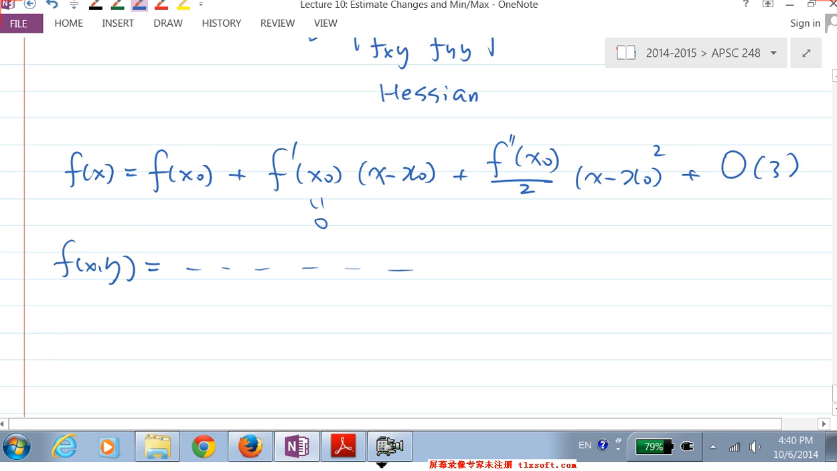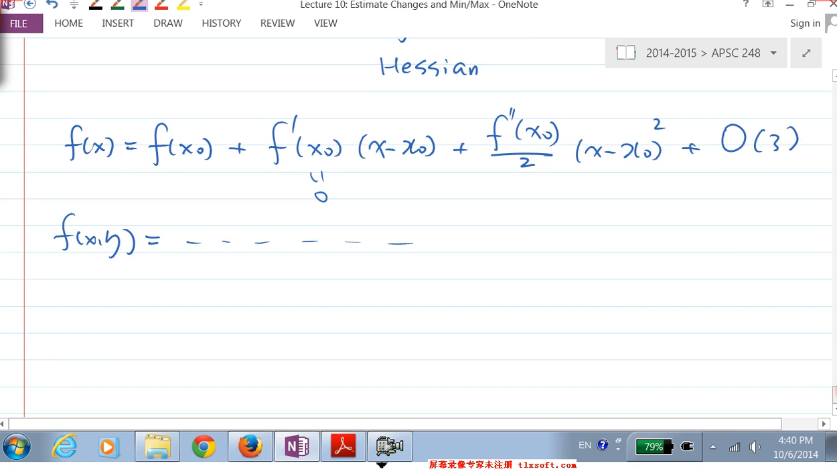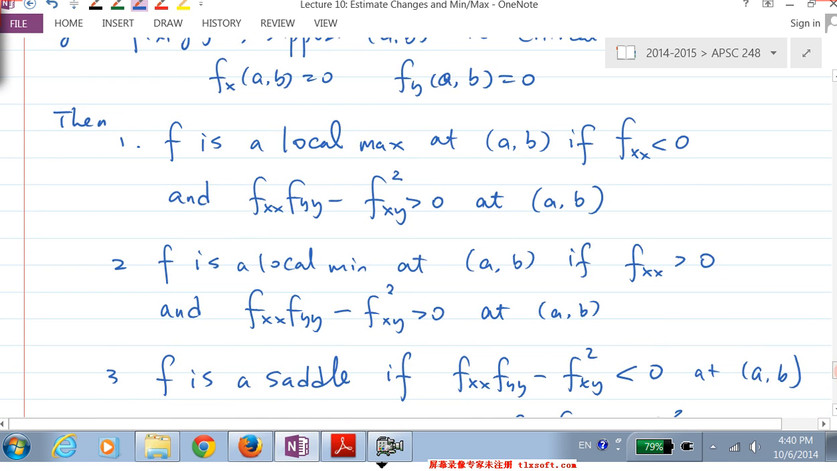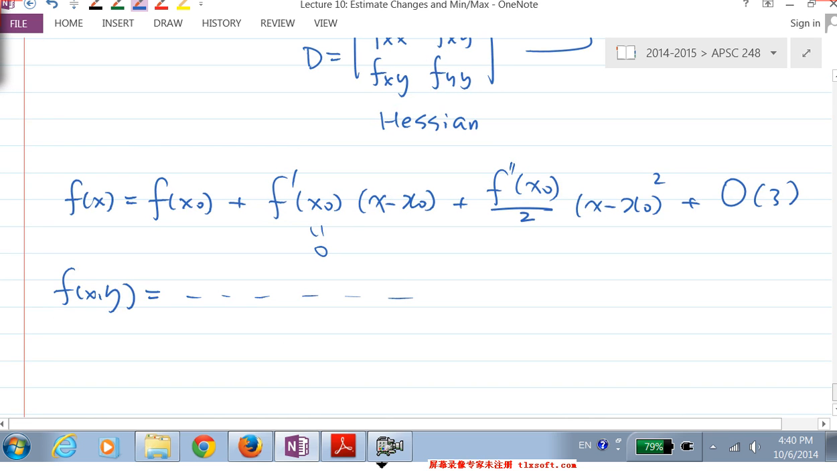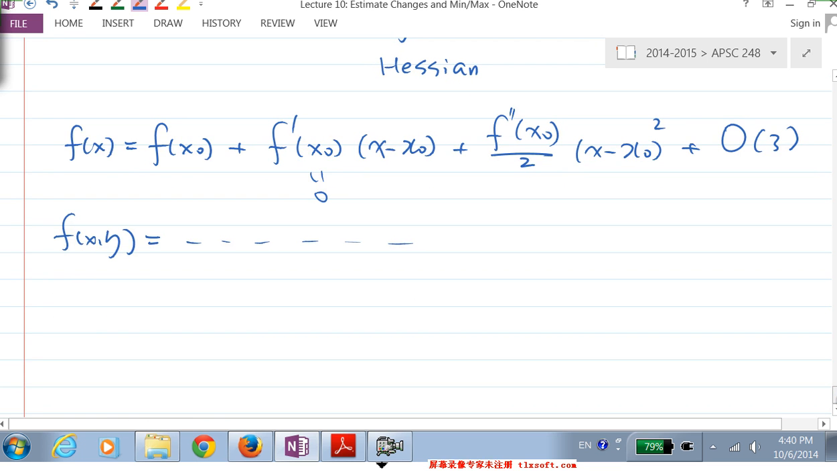So if you look at the 4 rules here, then examples will be pretty straightforward. So let's look at an example quickly, and how we apply theorems number 1 and 2 to find the local min and local max or saddle points.